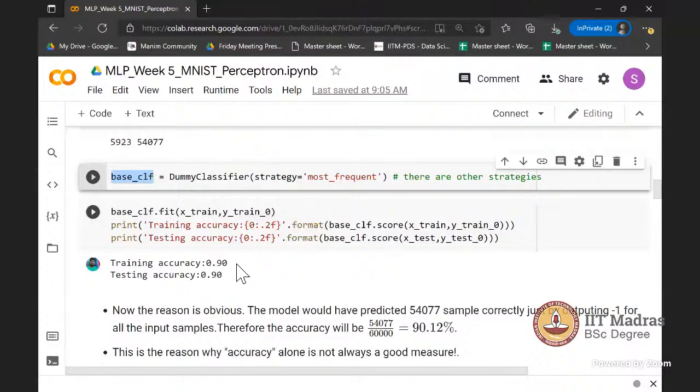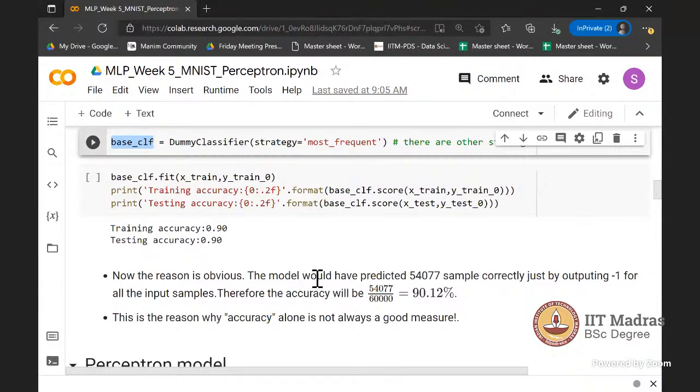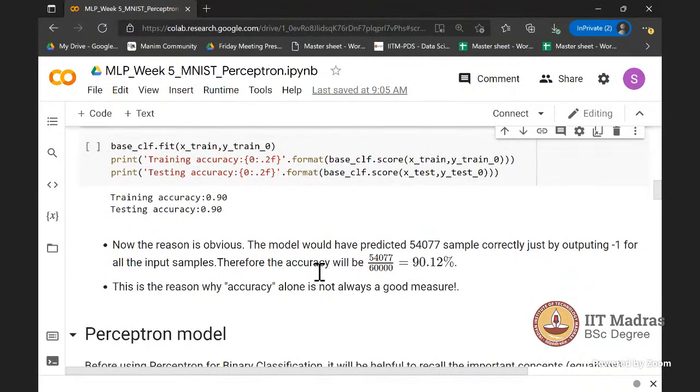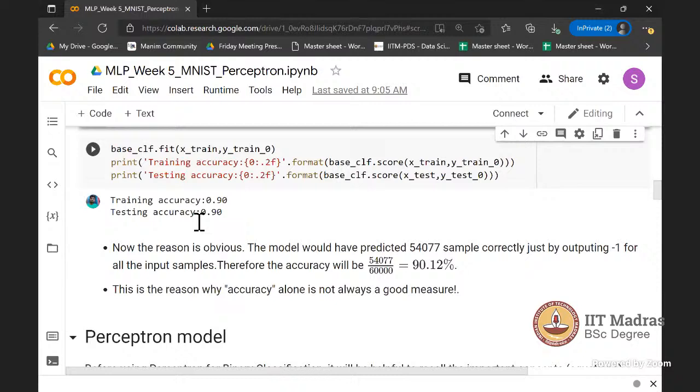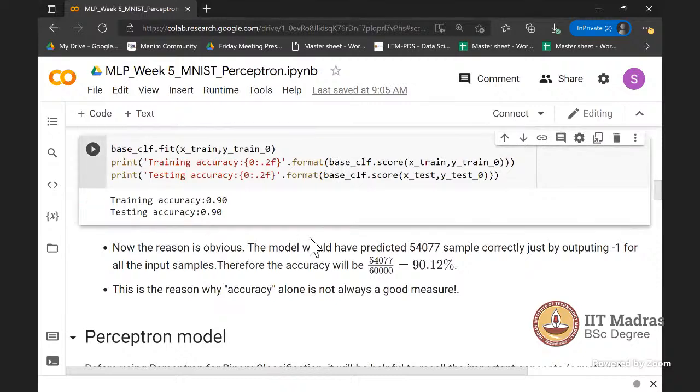It's so dummy that it always assigns the same label, but still it is getting good accuracy. And that is one reason that we don't trust classification accuracy all the time. There are more metrics to do that.